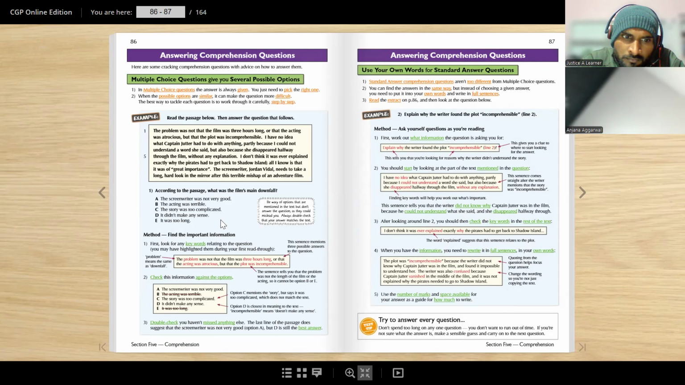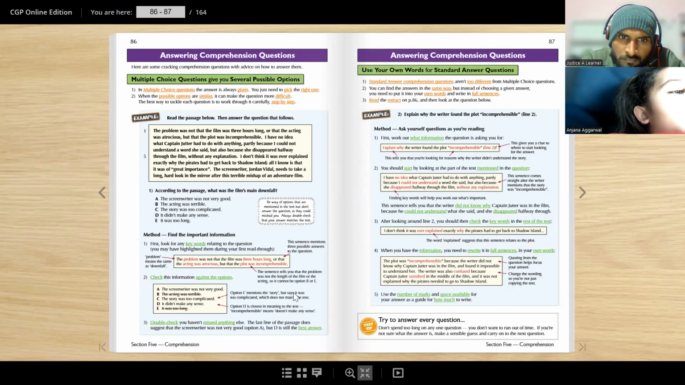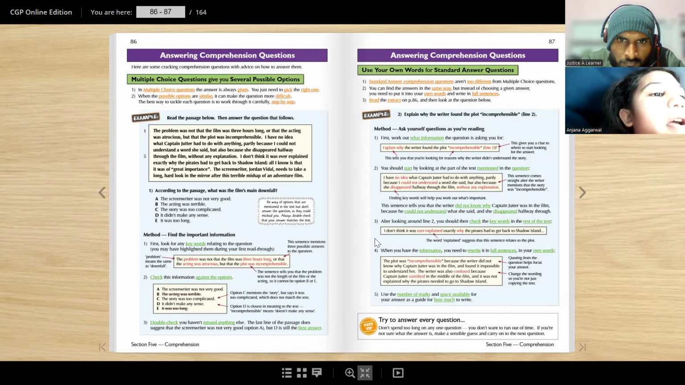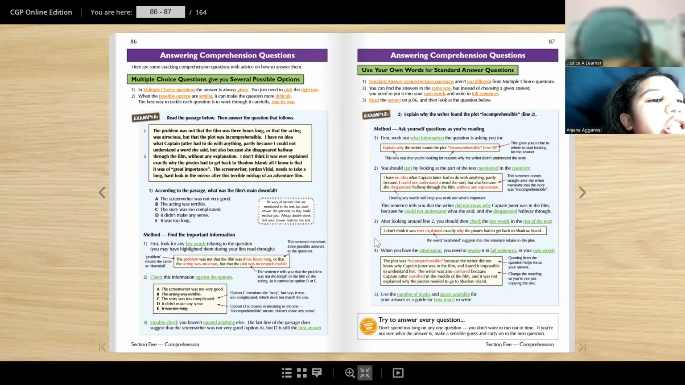Oh, because the answer's on the bottom page. Okay, so be wary of options that are mentioned in the text but don't answer the questions, as they could mislead you. Always double check that your answer matches the text.